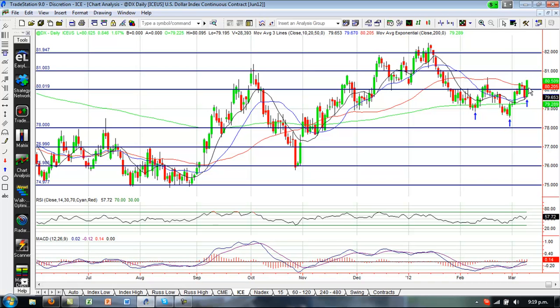So on the downside, on any pullbacks into 80, I would look for any reasons to get long or short around that level, depending on the trend direction on lower time frames, i.e. 4-hour charts, 8-hour charts, etc. And equally, if we get up to 81, I'll be looking for any reasons to short as we get up to that resistance.